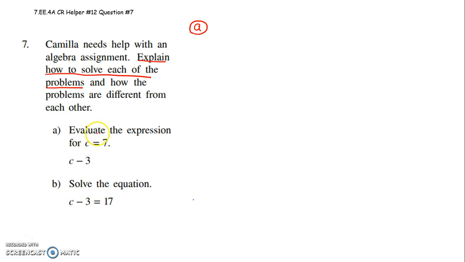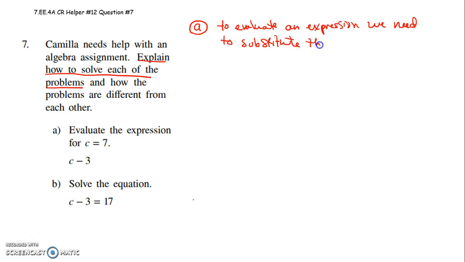So for letter A, we want to evaluate the expression for C equals 7. To evaluate an expression, we need to substitute the value they give us for C into the expression. And then we'll simplify that expression.